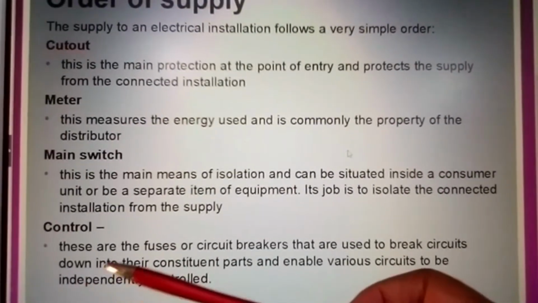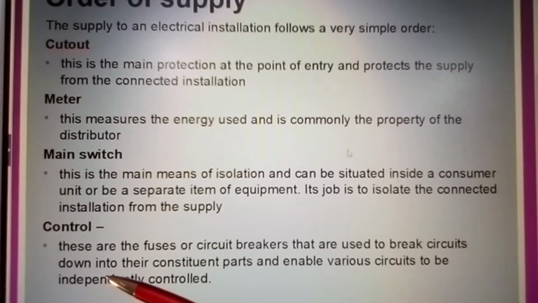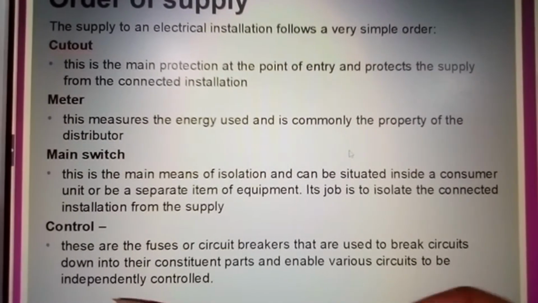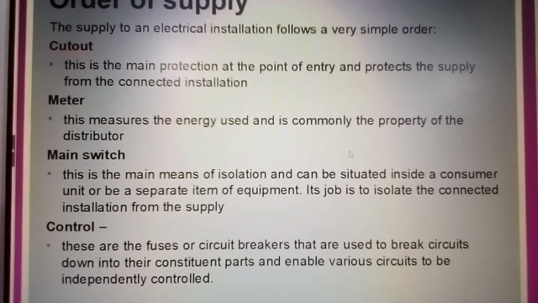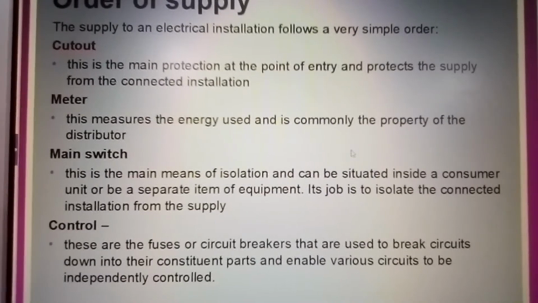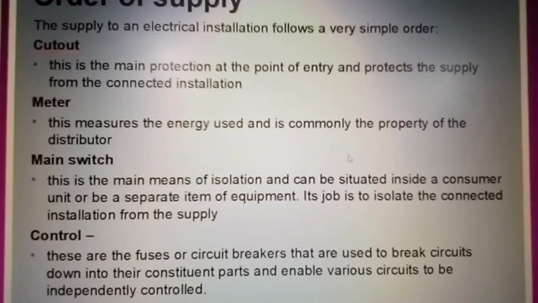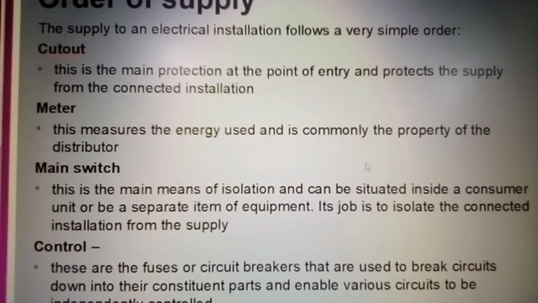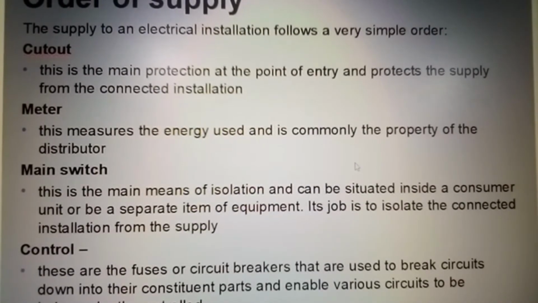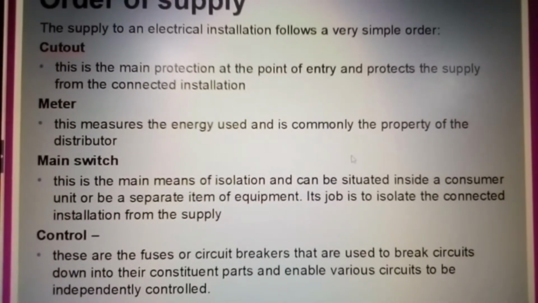Control: these are the fuses or circuit breakers that are used to break circuits down into their constituent parts and enable various circuits to be independently controlled. So your ring main circuit, your lighting circuit, your kitchen units, your shower unit, etc. Just make sure we pan out so that we can get it all in.